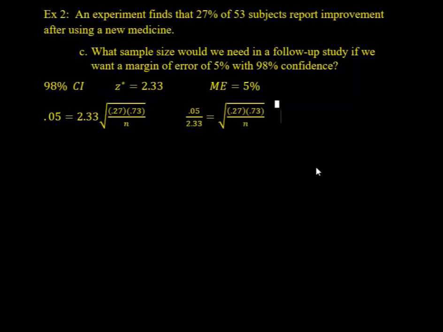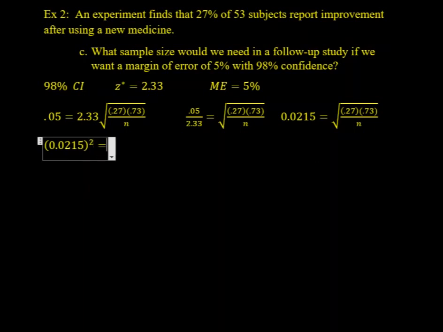Now you can go ahead and multiply all that stuff earlier. So we get 0.0215, which equals the square root of 0.27 times 0.73. And again, if you multiply that numerator earlier, that's perfectly fine. And so that's all over n still. Now we want to square both sides. That's how you get rid of a square root. So we get 0.0215 squared is going to equal that fraction, 0.27 times 0.73 over n.